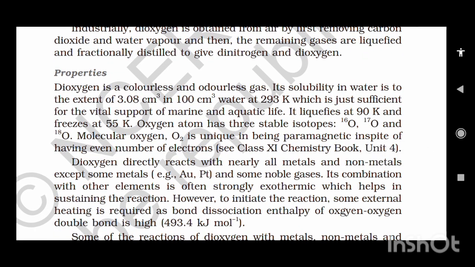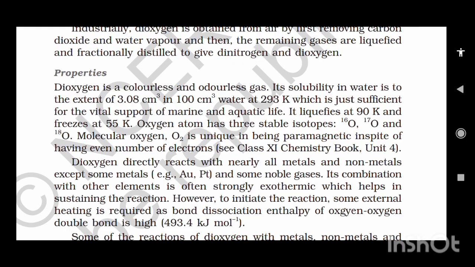Properties. Dioxygen is a colorless and odorless gas. Its solubility in water is to the extent of 3.08 cm cubed in 100 cm cubed water at 293 Kelvin, which is just sufficient for the vital support for marine and aquatic life. It liquefies at 90 Kelvin and freezes at 55 Kelvin. Oxygen atom has three stable isotopes: oxygen-16, oxygen-17, and oxygen-18. Molecular oxygen is unique in being paramagnetic in spite of having an even number of electrons.